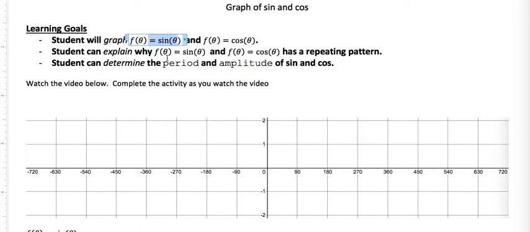By the end of this lesson, you should be able to explain why sine of theta has a repeating pattern and why cosine of theta also has a repeating pattern. Finally, you should be able to determine the period and amplitude of sine and cosine.